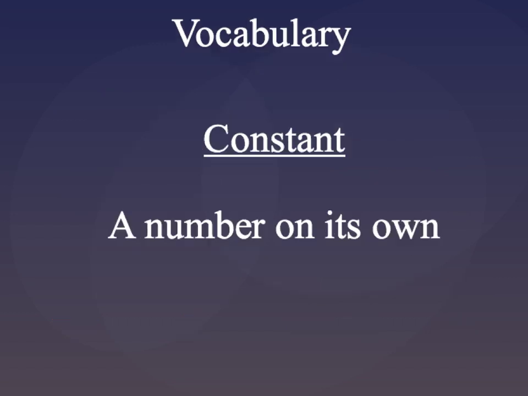Our next vocabulary word is constant. A constant is a number on its own. So if we just have 2, that's a constant. If we had 3x plus 5, 5 is a constant because it is a number on its own. It does not have a variable that it's being multiplied by.